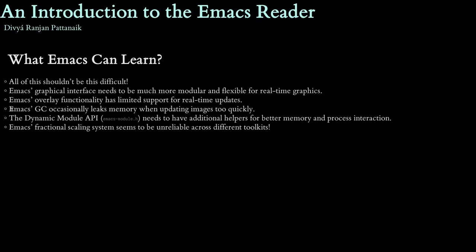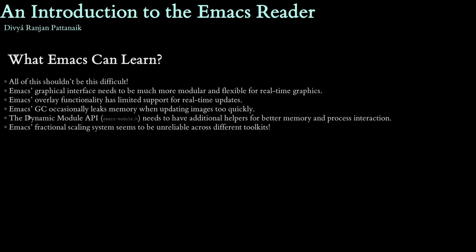The dynamic module API, the Emacs module.h header, needs to have more helpers. It's really bare bones, and I like that it is bare bones so that other languages can use it. But at the same time, I think it'll be really good if you can have some helpers that can do better memory interaction, like strings and so on, which we also faced some issues with.